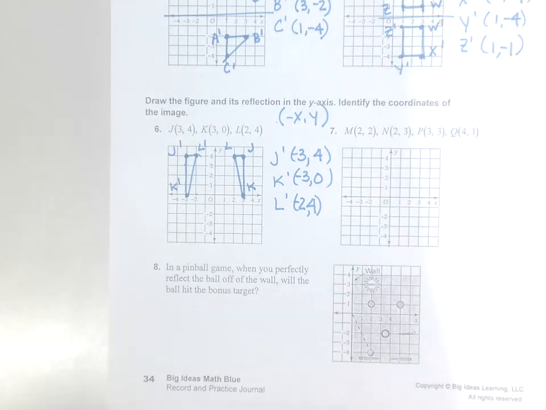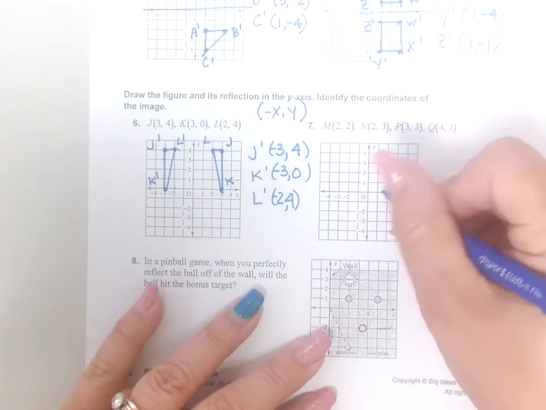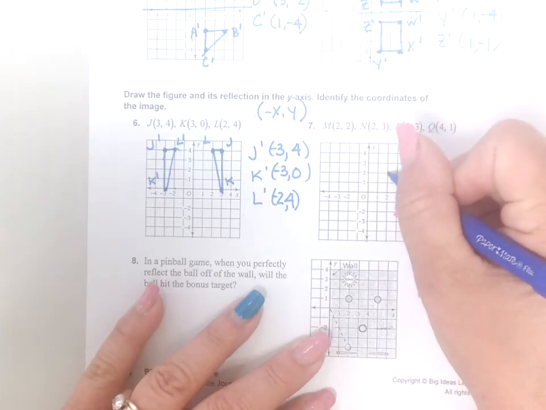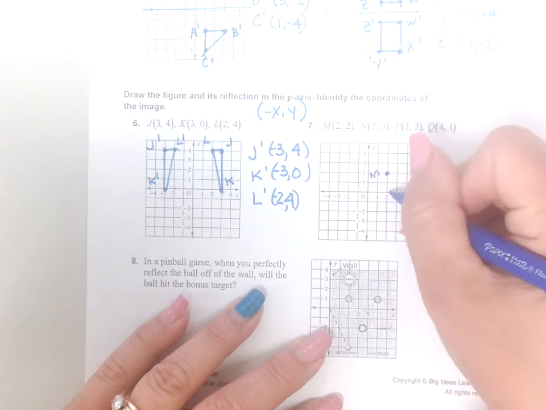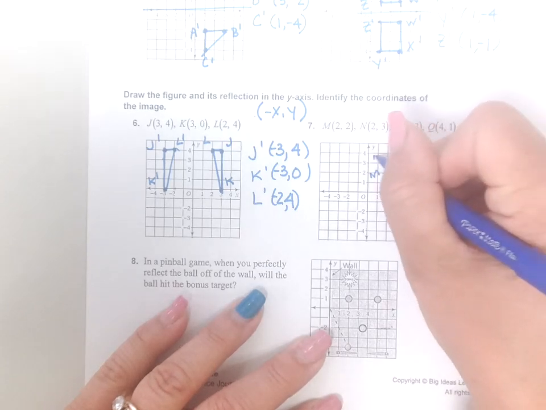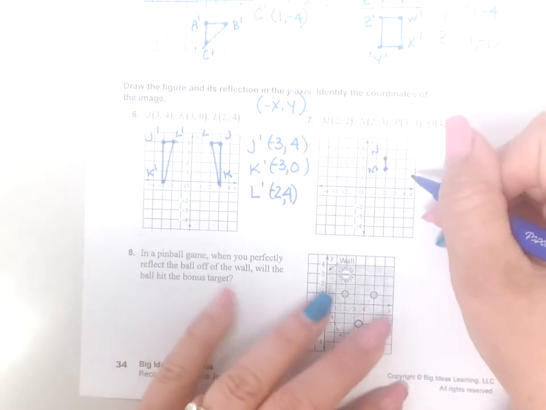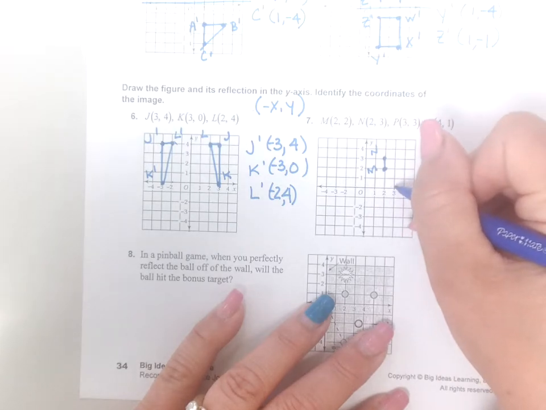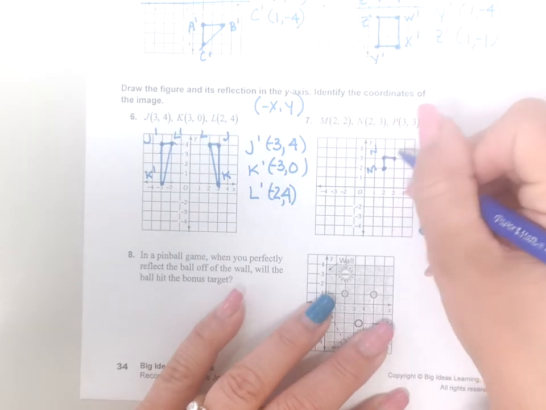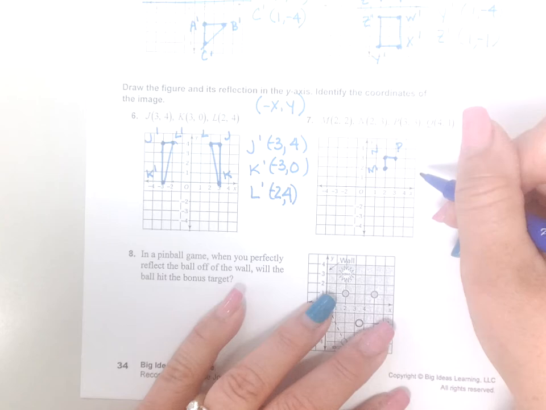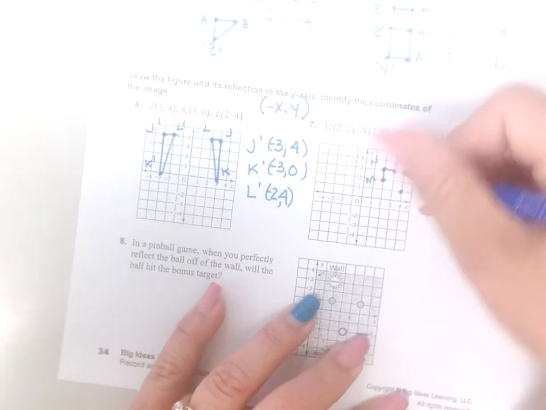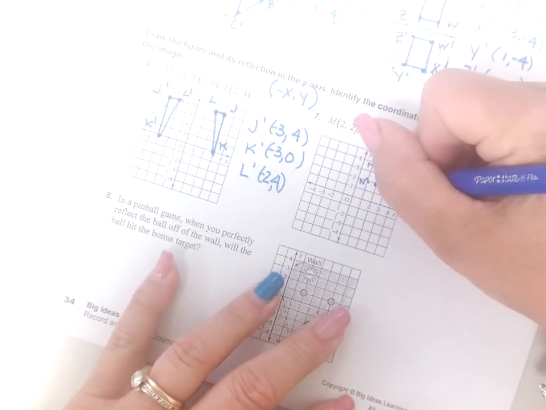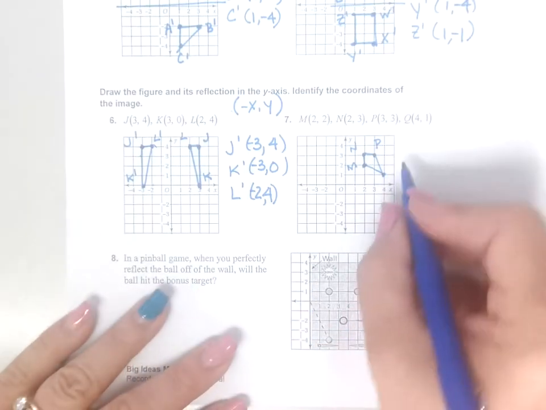Remember I said you could do it the other way where you draw first. So you could draw 2, 2, and that's your M. 2, 3 is your N. Connect it in the order that you're doing it. 3, 3. Sometimes people get confused about the order. And then 4, 1 goes here, and then you would have to connect that one to there.